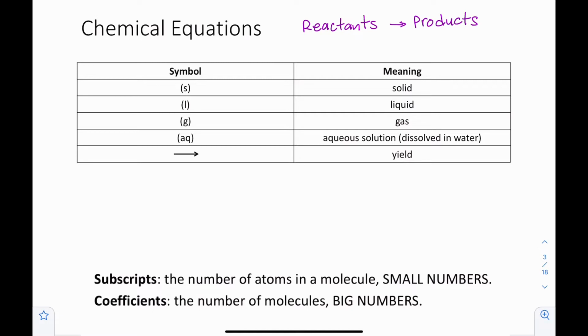The other thing you'll see in an equation are big and small numbers that tell you how many atoms there are. The small numbers are called subscripts, and they tell you how many atoms are in a molecule. The bigger numbers are called coefficients, and they tell you how many molecules there are. So I'm going to use the same example I did from Unit 1. Water is H2O, which is oxygen and 2 hydrogens, and they're all stuck together in a compound, like this.